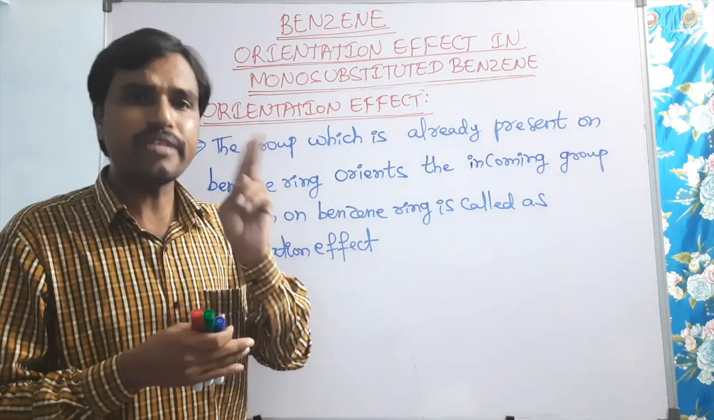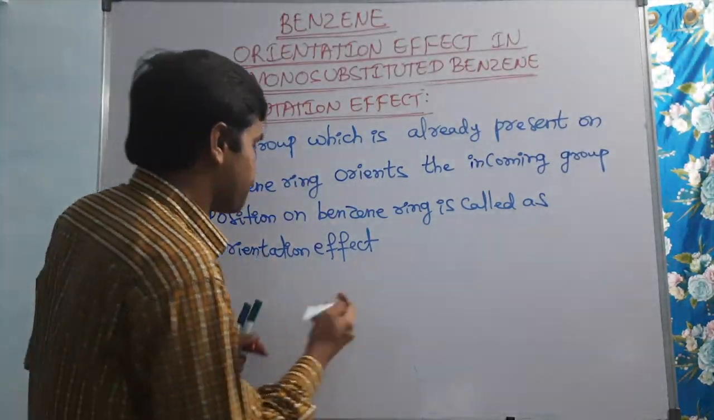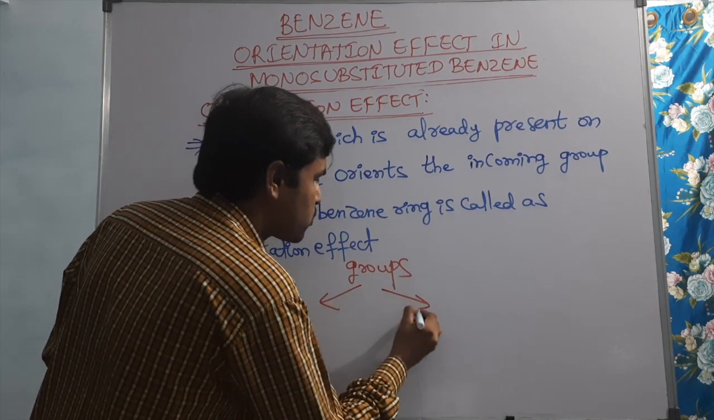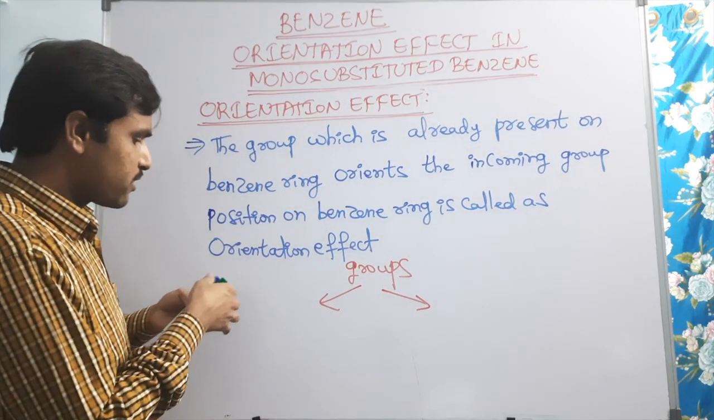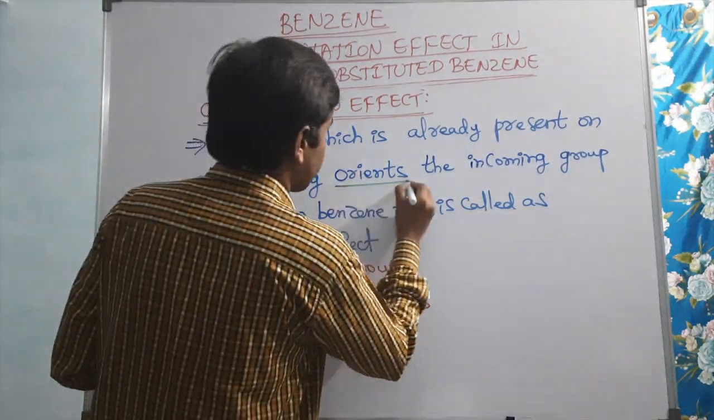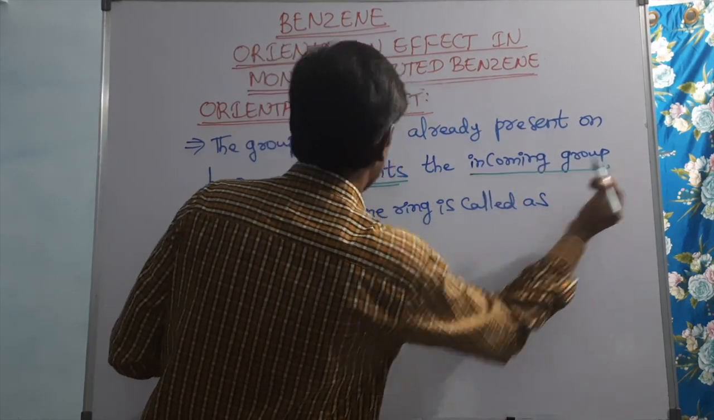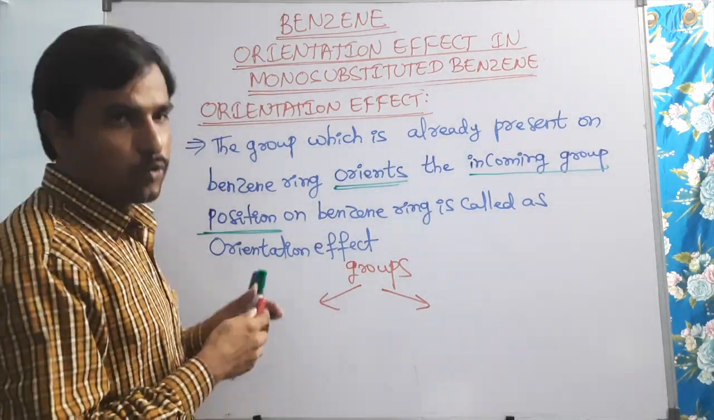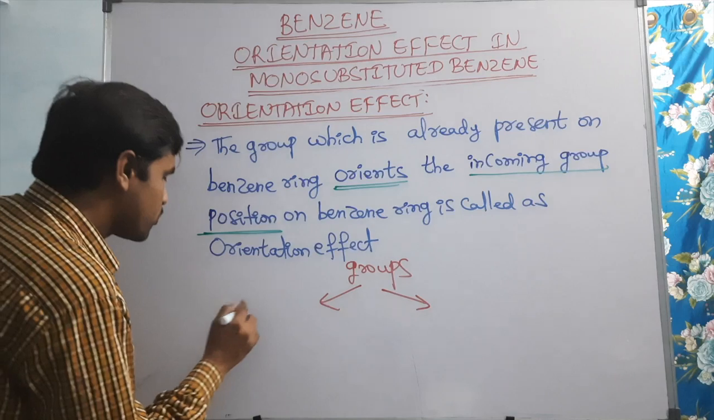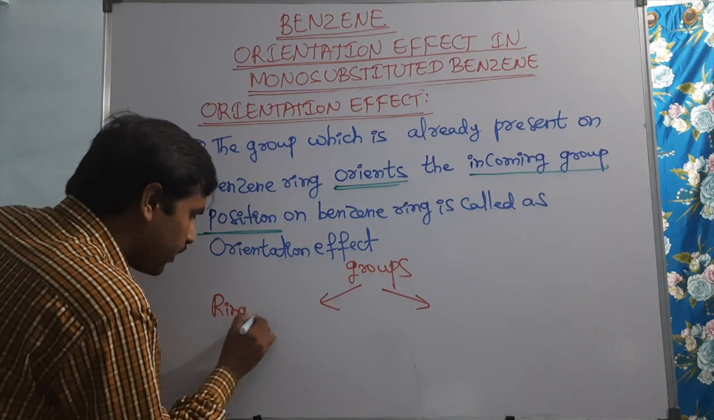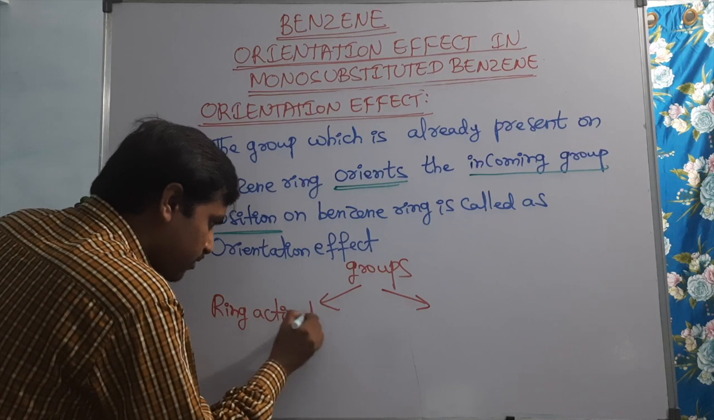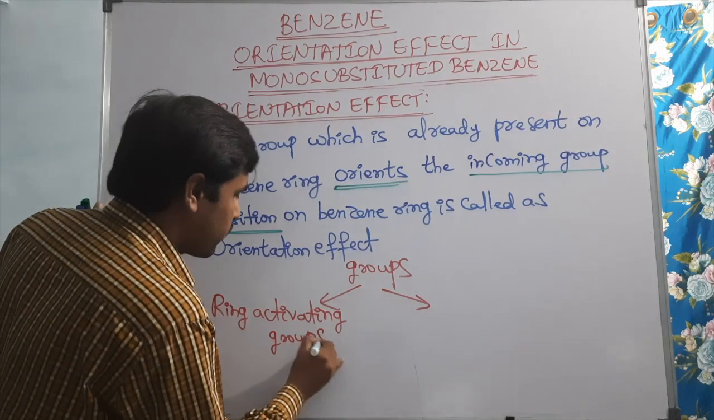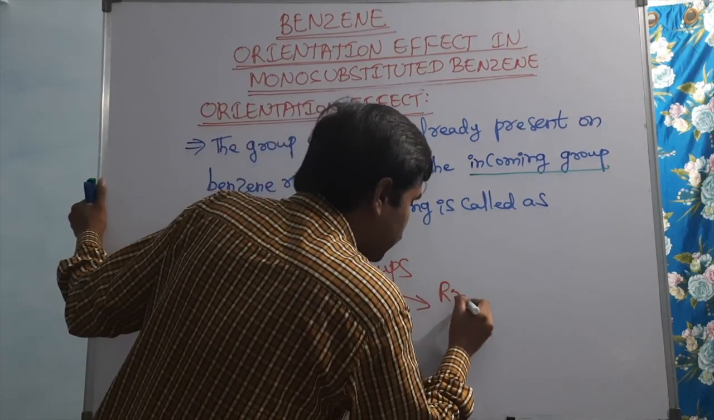Normally, the groups are of two types. First is ring activating groups, and the second is ring deactivating groups.